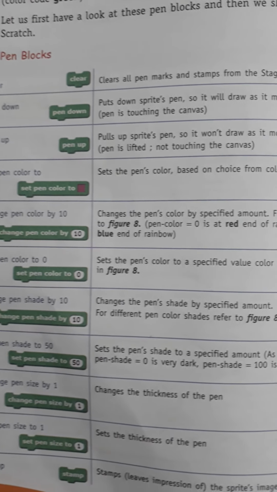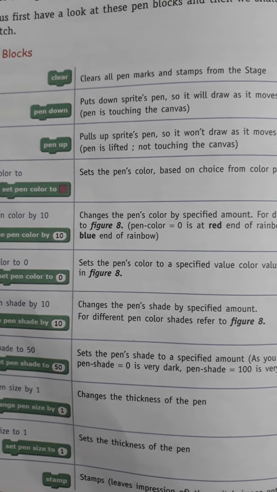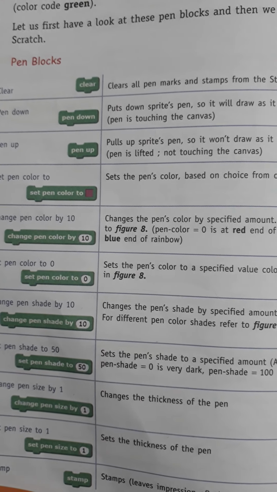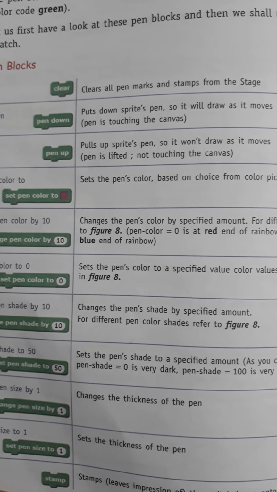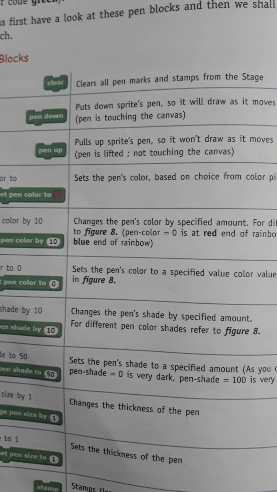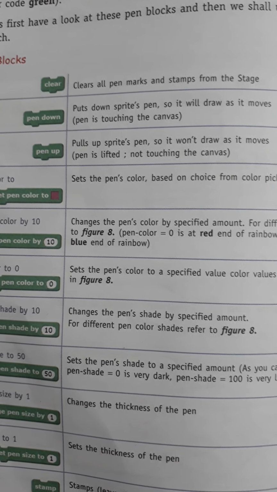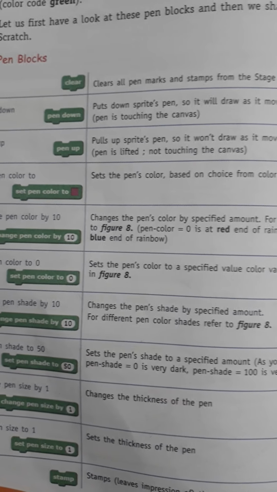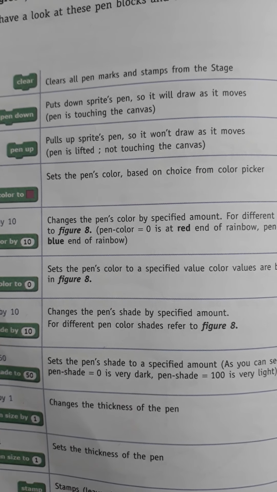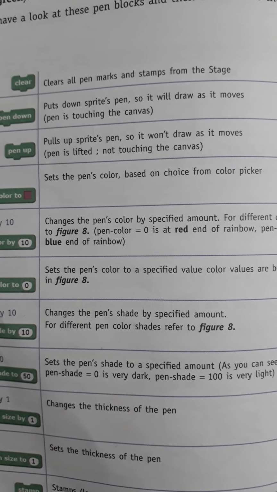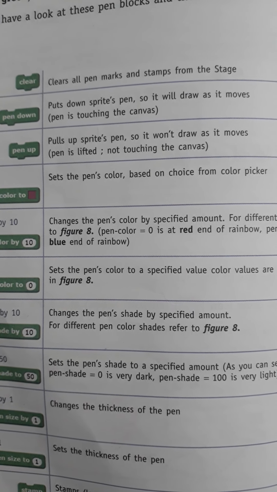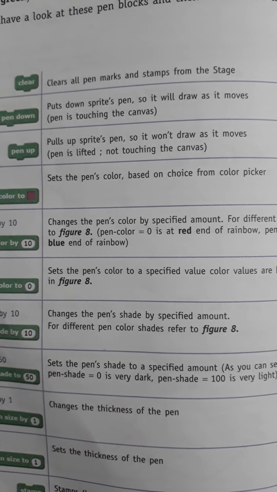First is clear. It clears all the pen marks and stamps from the stage. Pen down puts down the sprite's pen so it will draw as it moves, because the pen is touching the canvas. So whenever we do pen down, the sprite moves and draws. Pen up pulls up the sprite's pen so it won't draw as it moves, because the pen is lifted and not touching the canvas.